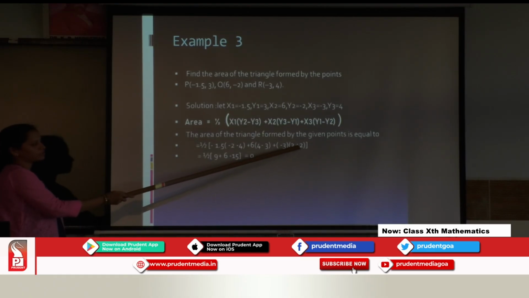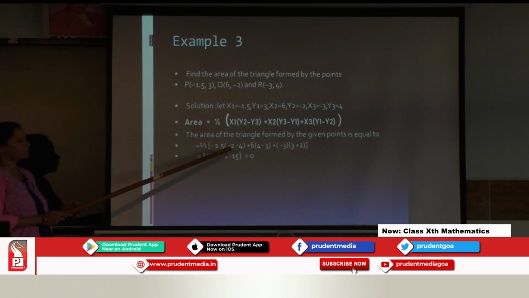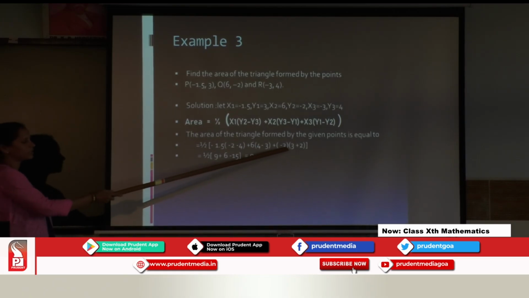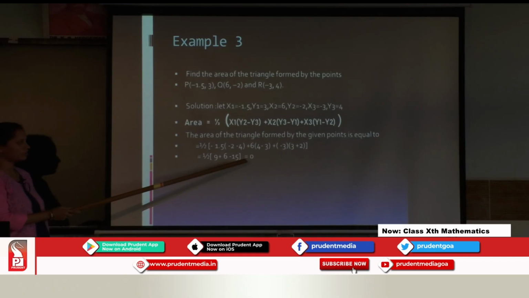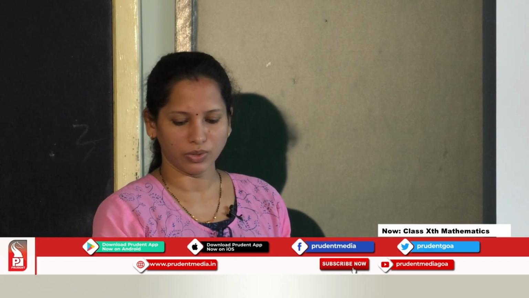So, minus into minus will become plus, so 3 plus 2. So, this equals -1.5 into -6, which is 9. Then 6 into (4 - 3) is 1, so 1 into 6 is 6, and -3 into 5 is -15. So it is 9 + 6 - 15, which equals 0. So, here we got the area of the triangle equal to 0.